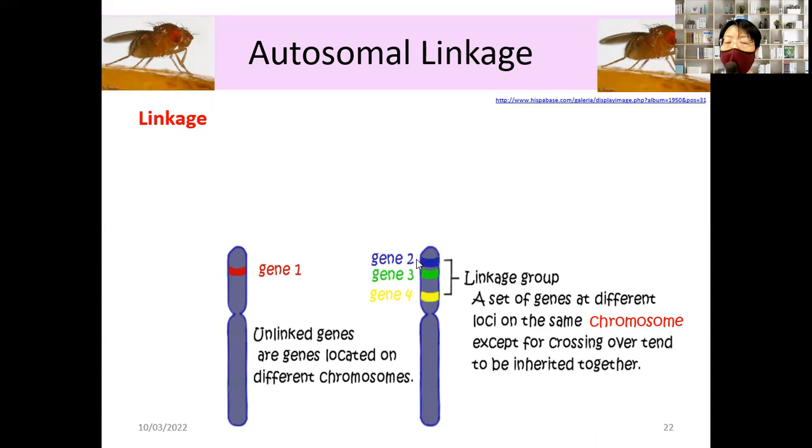Linked genes means those genes are located in the same chromosome. So they're linked within the same DNA, right? They're linked together in the same DNA. So that's the meaning of linked genes. Genes that are found in the same chromosome. So the set of genes at different loci, but found on the same chromosome, are considered linked genes. So gene 1 is not linked to gene 2. Okay, it's not linked to gene 3, it's not linked to gene 4. So it's called unlinked genes.